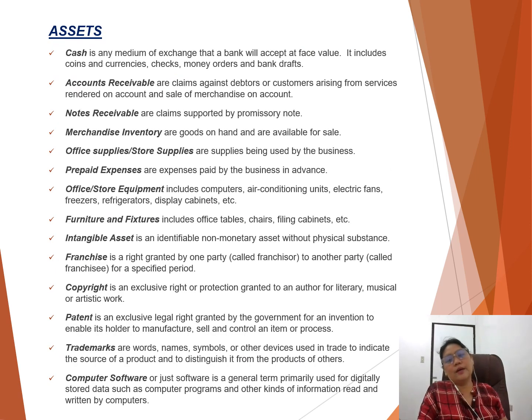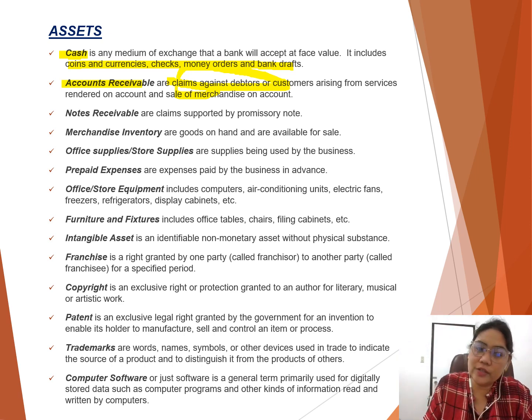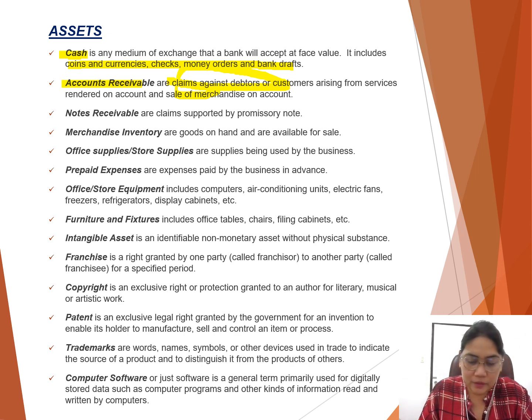So, these are the examples of assets. Ang dami yan, no? Isa-isahin natin, cash. Malinaw naman na siguro ang cash, di ba? These are coins, currencies, checks, money orders, and bank drafts. Accounts receivable, ito yung claims. Yan, claims. Ano ibig sabihin ng claims? Pautang. Kunwari, nag-render ka ng service, katulad ng example ko kanina, ginupitan na yung kaibigan, kaya lang hindi pa nagbayad. Kaya, si John, meron siyang accounts receivable.